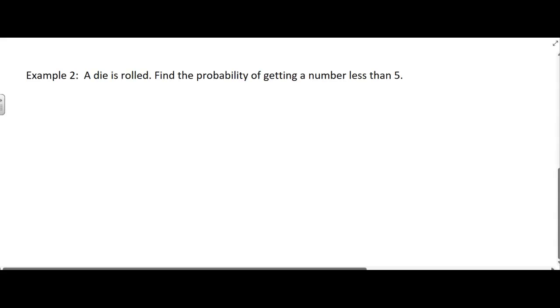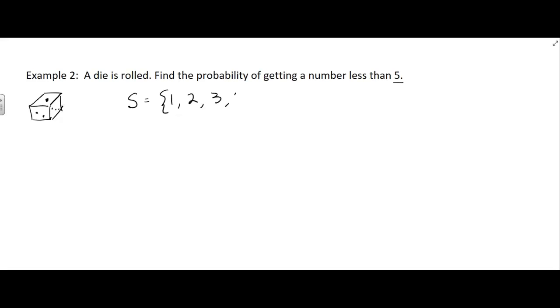So let's look at a different example that'll help. A die is rolled. People don't say the word die very often, but it's a dice, right? Like you have a 1 here and 2 here, and maybe you play Yahtzee. Find the probability of getting a number less than 5. So you have 6 choices, right? The sample space is you could get a 1, 2, 3, 4, 5, or 6. Those are the choices. So N of S would be 6.